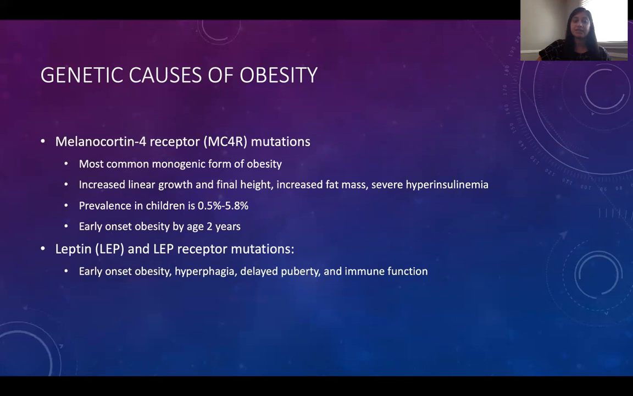And then here's the leptin or the LEP receptor mutations, which can cause early onset obesity, hyperphagia, delayed puberty, and abnormal immune function.